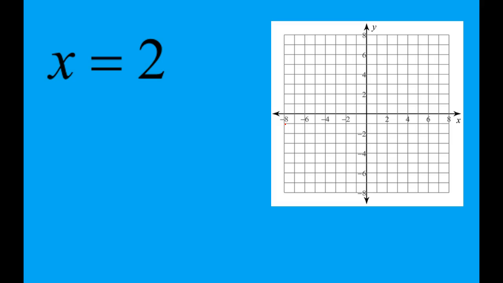If you have x equals 2, it's going to cross the x-axis at 2. So here's 2, and now you will have a vertical line. I just wanted to throw this in there because a lot of times it confuses the students. Again, please excuse my line that is not straight. I apologize. But that is the end of the lesson.